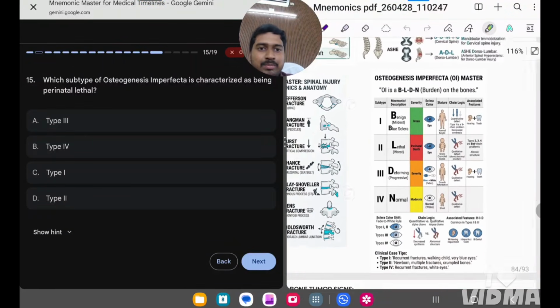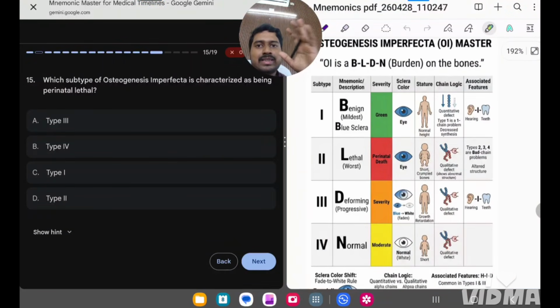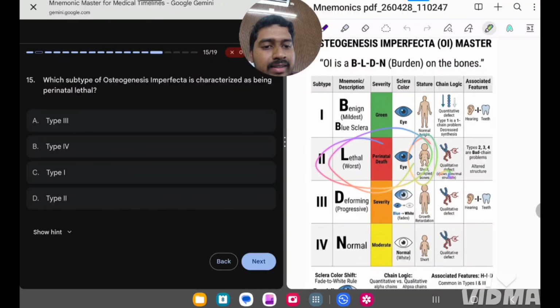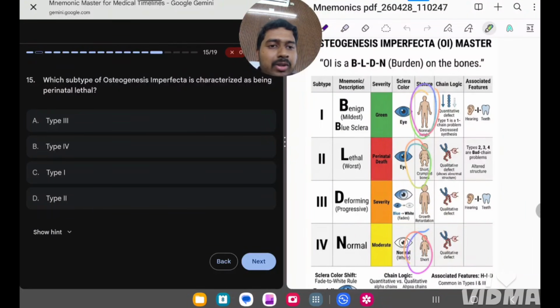Which type of osteogenesis imperfecta? See, just memorize this image, just visual memorization. What you see is 1 is green, 2 is red, 3 is orange, 4th is yellow. The second one is very lethal, that is there will be more perinatal death in type 2. Similarly you see the sclera color, it is maximum blue in 1 and 2. As it proceeds to 4, it is almost normal only. What about height and stature? Only in 2, that is in lethal disease there will be very short stature. In the rest it will be only short, and here it will be normal stature.